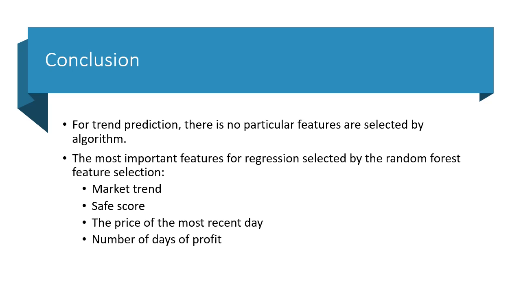The most important features for regression selected by the random forest feature selection are market trend, safe score, the price of the most recent day, and the number of days of profit.